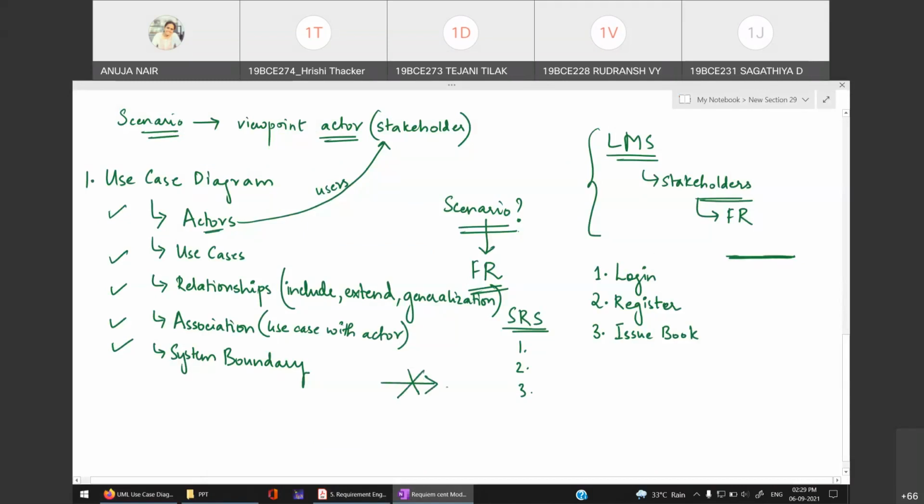You will find arrows in a lot of places on the internet, but you should never make arrows. It is a simple line. So whenever you are connecting a use case with an actor, you need to use association, which is this straight line, right? Never use arrows. Don't use arrows.